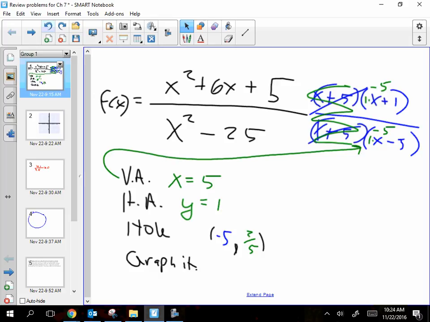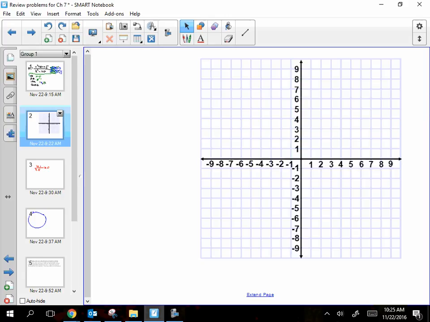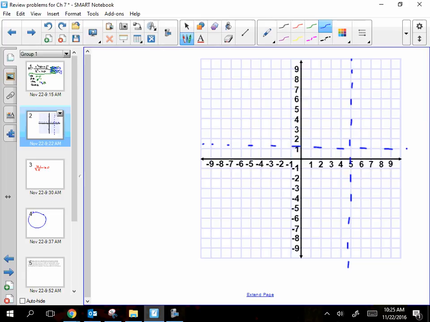So I'm going to transfer this information over onto a screen I have in my classroom. And -5 and 2/5. And then I'll be able to go to my next page and actually graph it. So you should probably have an asymptote at x equals 5. And you should probably have an asymptote at y equals 1. And you should probably assume it kind of goes like this, but you don't know for sure until you check the xy chart. So I make an xy chart.